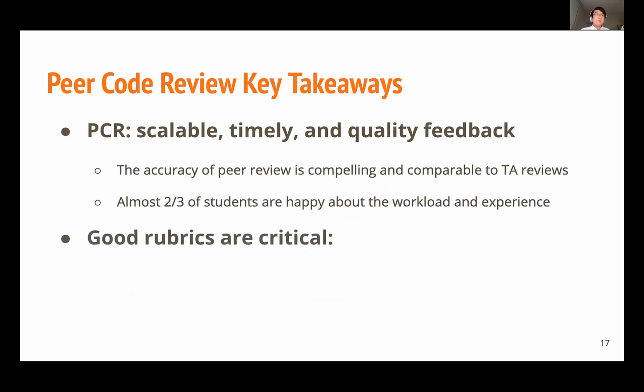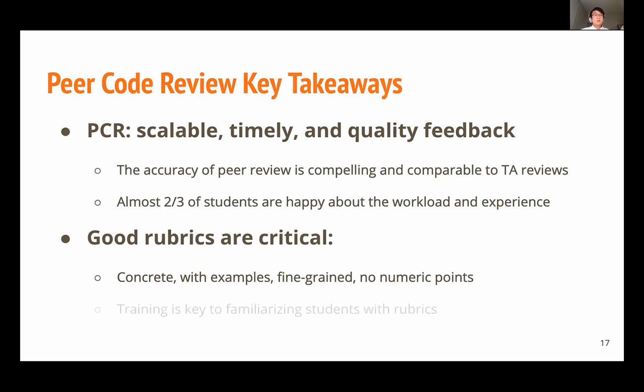The next important takeaway is that good rubrics are absolutely critical to accurate peer reviews. Good rubrics should be concrete with examples. They should also have fine-grained choices without displaying a numerical point. And lastly, the training phase is also necessary to familiarize students with the rubric.